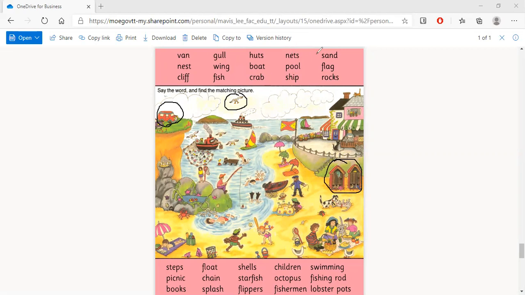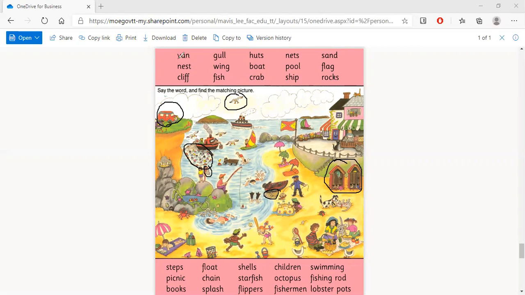Nets. Here are the fishermen with their nets. Here's one net here. And here's another one. And here's a little girl with a net in her hand. Next one. Sand. So there's sand all around on the beach. Beach is full of sand.